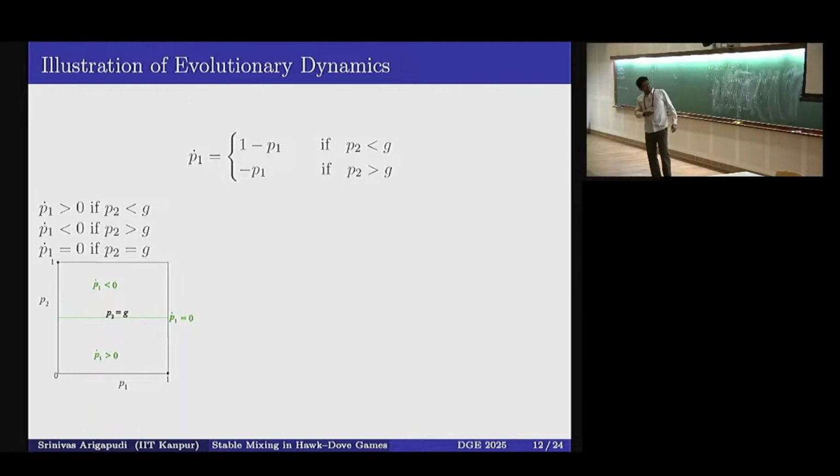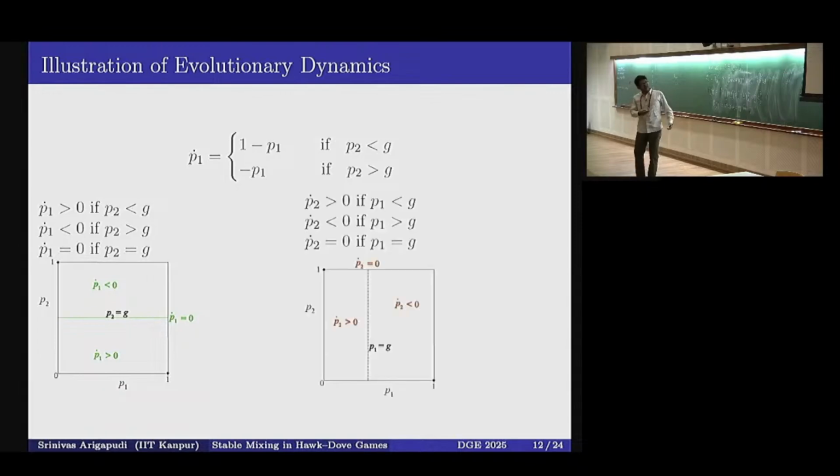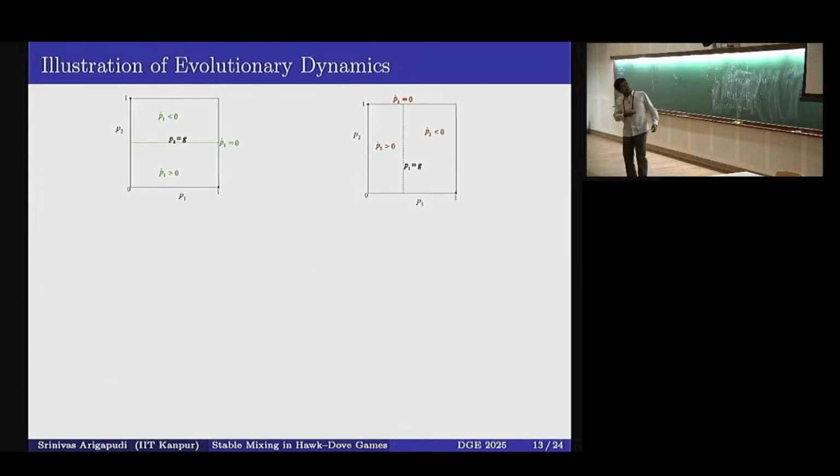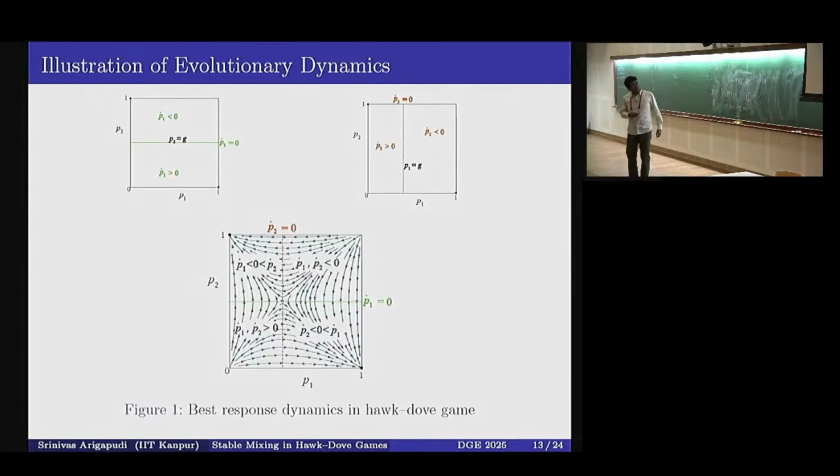So as you can see, the state space is now a square. What we've done is we've divided the state space. These are the places where P1 dot is less than 0. These are the states where P1 dot is greater than 0. We can do a very similar analysis for agents in population 2, and this is what we would get. And if we combine these two things, we get the phase portrait.